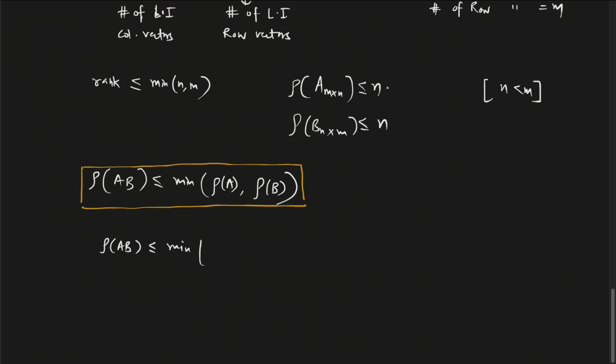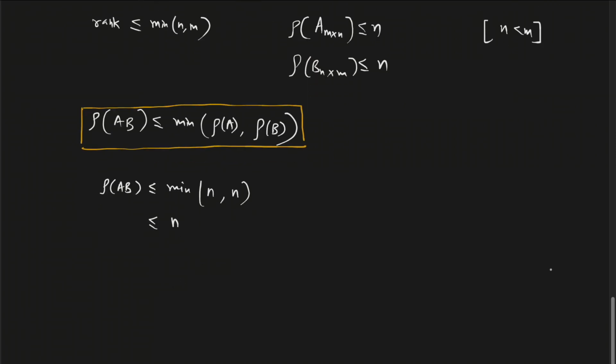Now rank of AB is less than or equal to the minimum. What is rank of A? Rank of A should be less than or equal to n. So let us suppose we take the maximum of it, n, and rank of B should be less than or equal to n. We take the maximum of it, n. So it should be less than or equal to the minimum of n comma n, which is n itself. And we already know that n is less than m. So if n is less than m, then rank of AB is less than or equal to n, so rank of AB should also be less than m, because m is greater than n. This is given in the question.